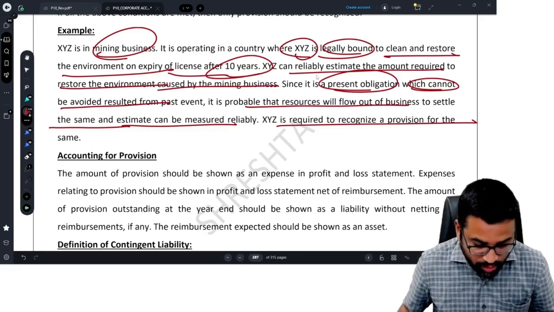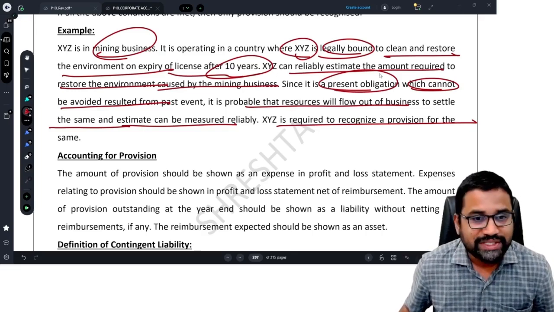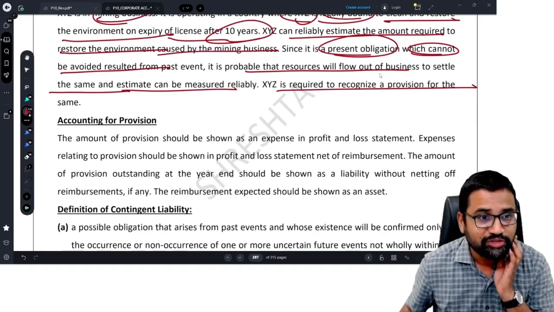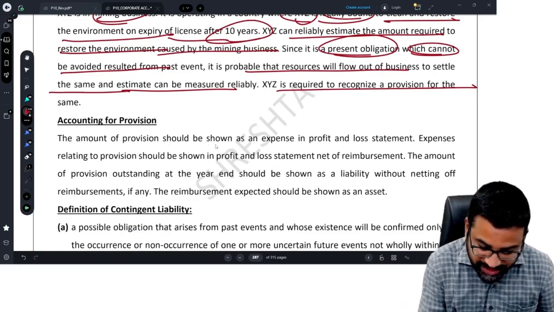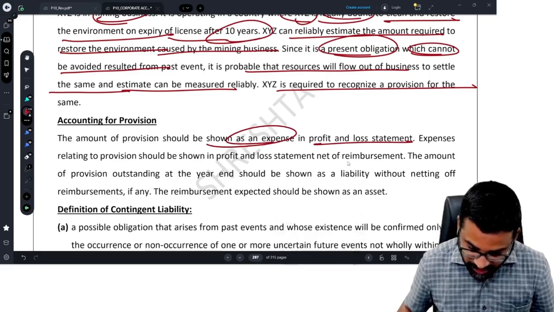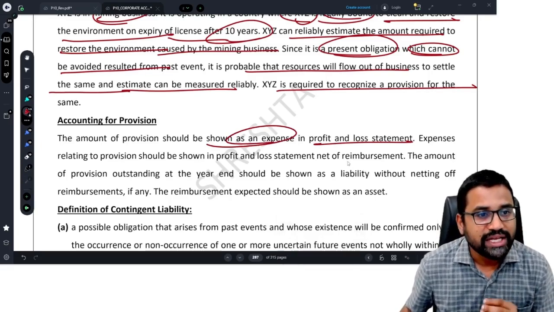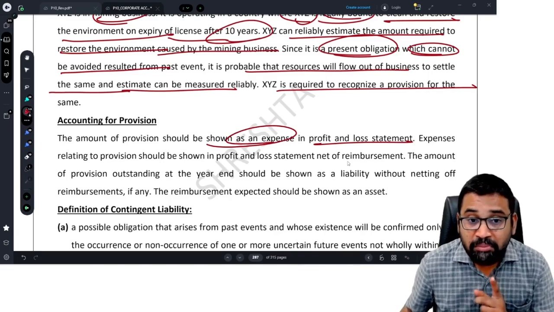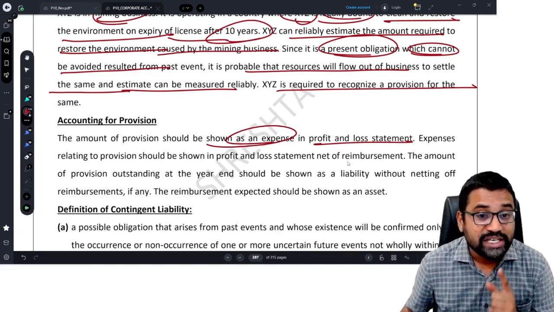Okay. Now, what is the accounting treatment for a provision, sir? Provision, P&L account debit, to provision. So, the provision is treated as an expense in the P&L account. And in the balance sheet, we will show it as a liability. Remember, here the provision is a liability.